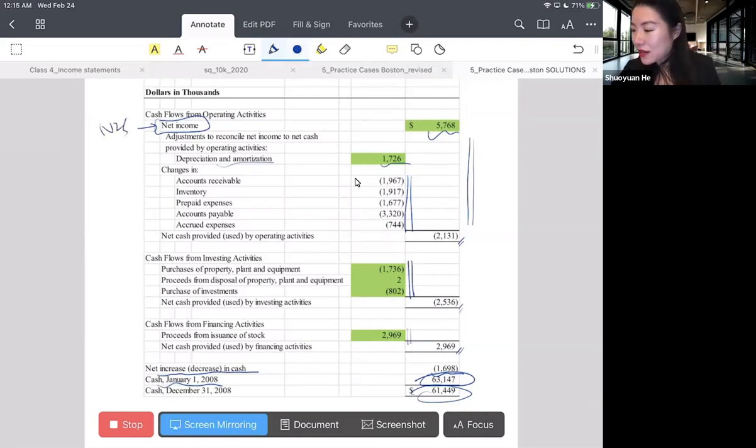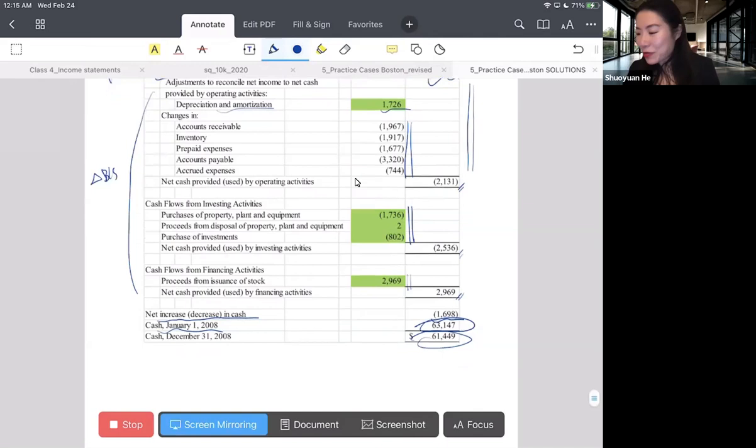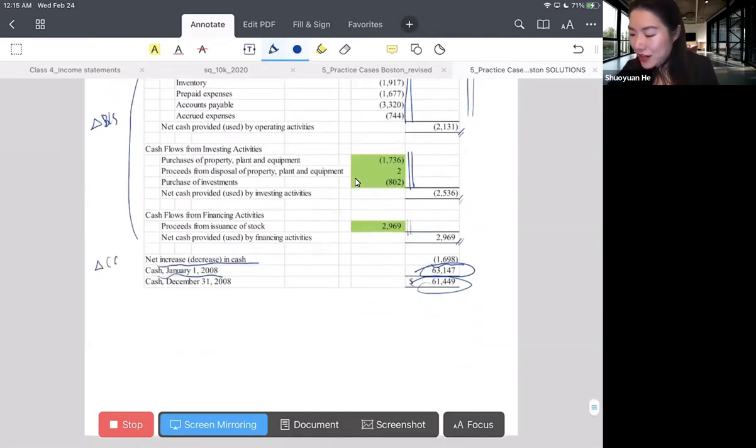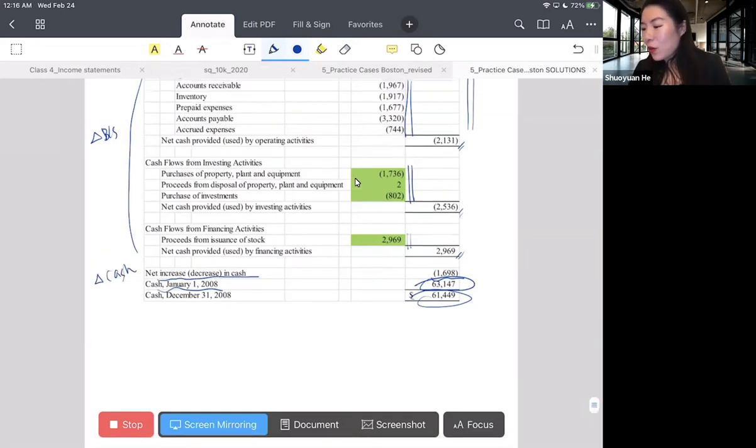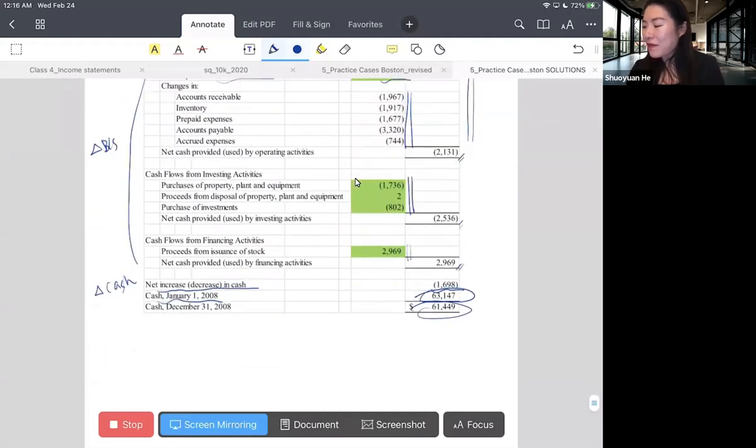And then we take all of the changes in the balance sheet accounts. And then boom, it will give you the change in the firm's cash account. So why? Why can we start from net income and then adjust for all of the changes in balance sheet items? And then magically, it will give you the change in the firm's cash account.